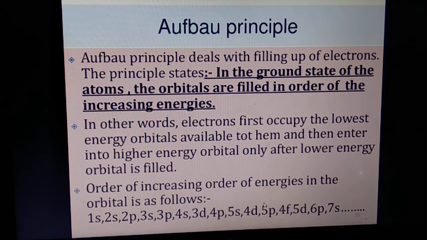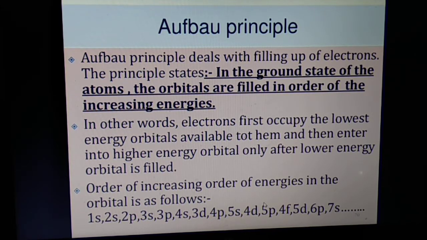Now, very important principles I am telling you, students. If you don't know these principles, you can't complete the electronic configuration of the elements. According to these principles, in the ground state of the atoms, the orbitals are filled in the order of increasing energies. That is, the orbitals having the least energy will be filled first. The increasing order of energies of the orbitals is: 1s, 2s, 2p, 3s, 3p, 4s, 3d, 4p, 5s, 4d, 5p, 4f, 5d, 6p, and 7s.